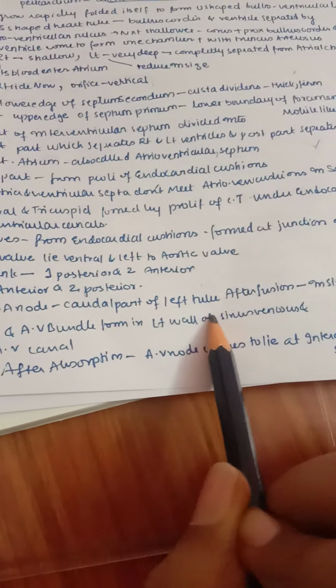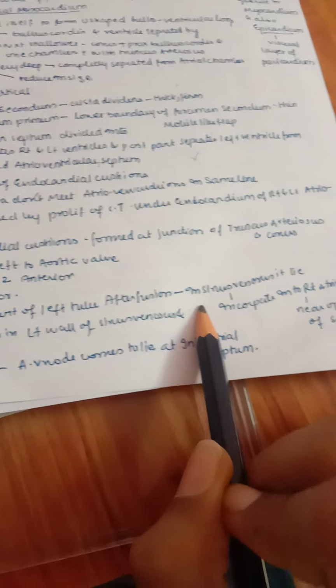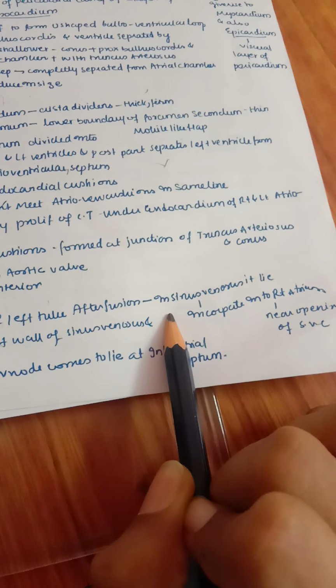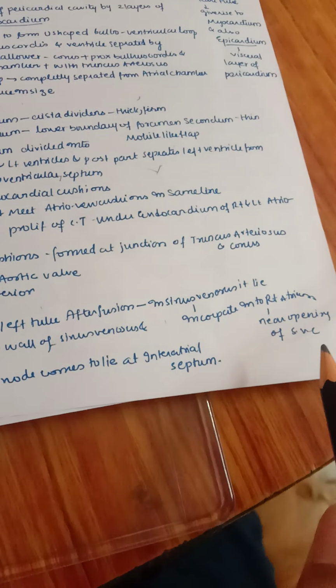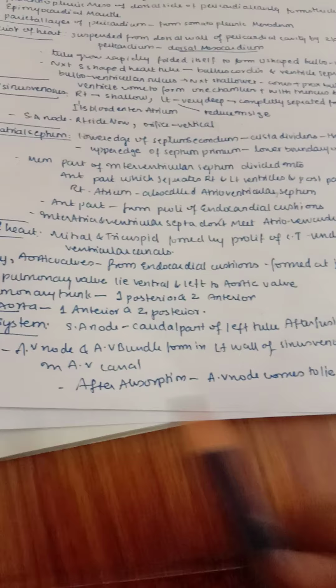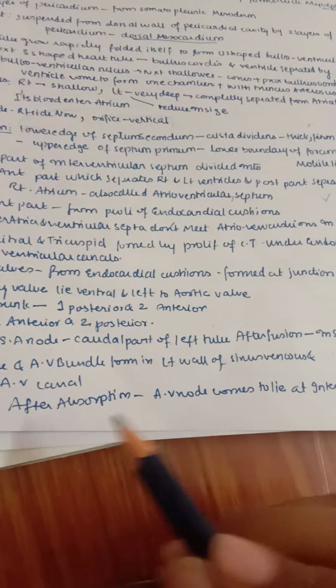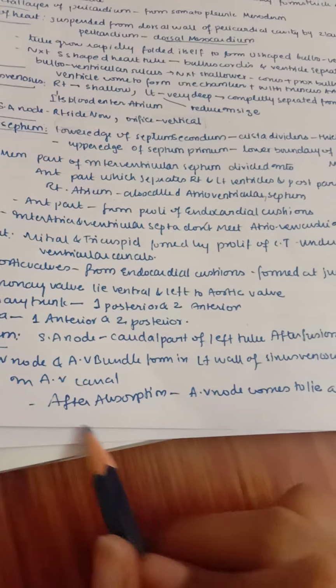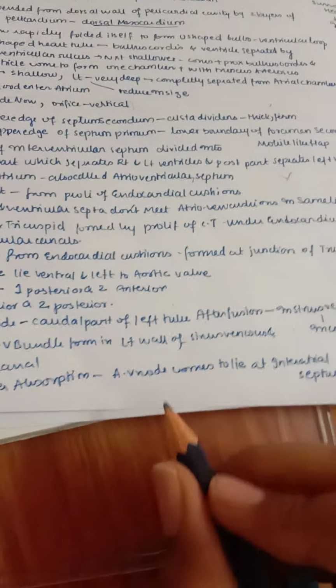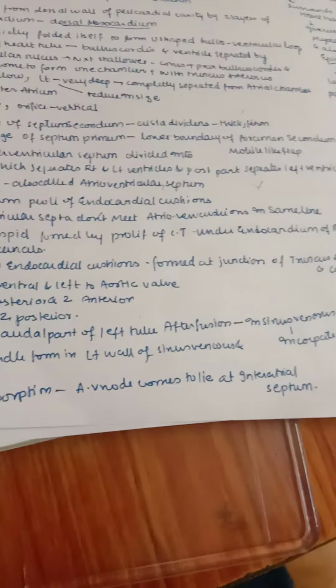The conducting system, you know, the SA node is a caudal part of the left tube. After the fusion in the sinus venosus, it is incorporated into the right atrium near the opening of the SVC, that is superior vena cava, and the AV node and the AV bundle form in the left wall of the sinus venosus and also in the AV canal, atrioventricular canal. So after the absorption, the AV node comes to lie at the interatrial septum.